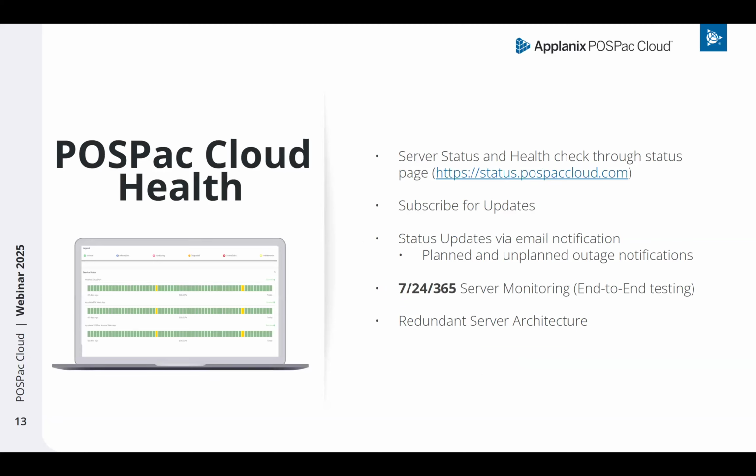You can always check the real-time status of POSPac Cloud service through our status page shown here. From there, you can also subscribe for updates to receive notifications about planned maintenance or unexpected outages via email. Behind the scenes, the entire platform is monitored continuously using end-to-end testing to ensure performance and reliability. The system is built on a redundant server architecture, providing the resilience needed to support critical workflows without interruption.